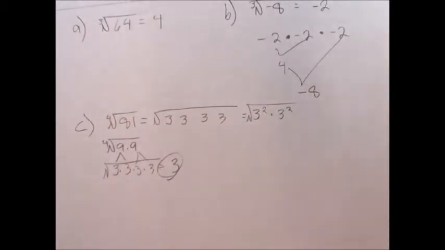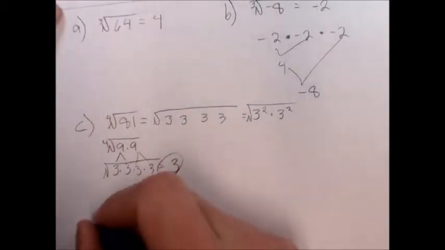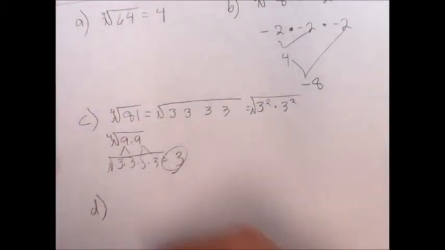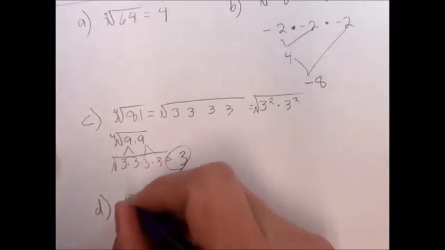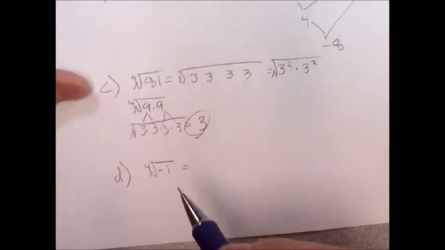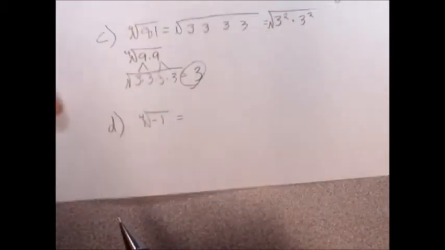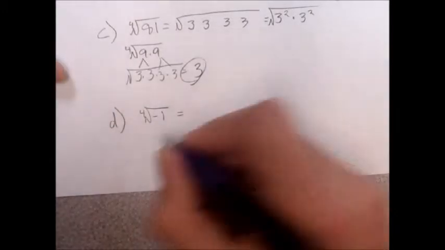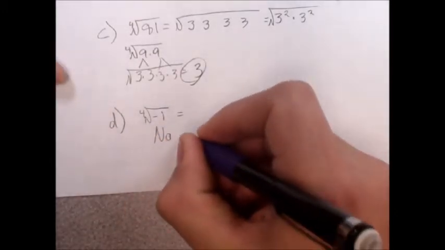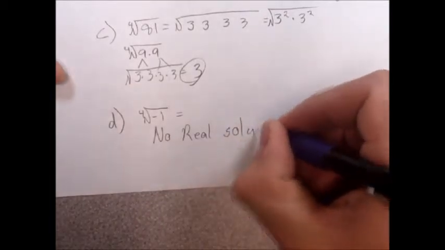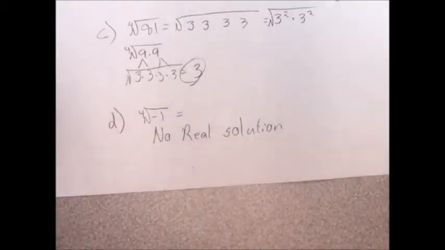Okay, continuing on, part D. We have a fourth root, again, but this one's a negative 1. What did I say about even roots? What can you not have underneath them? You can't have a negative. So what does this tell us about our solution? There's no real solution. It is important that you write real solution in here, because there is an imaginary solution, but there is no real solution.